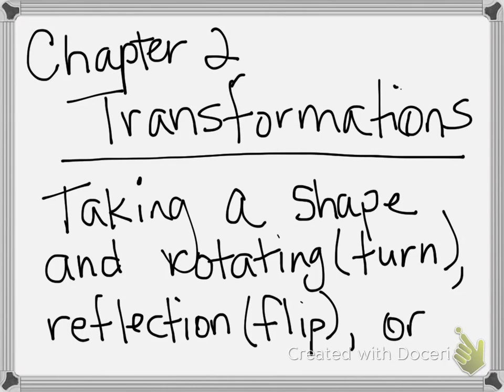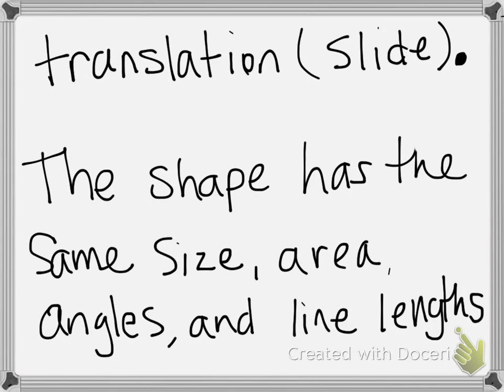We're going to start chapter 2, which looks at transformations. A transformation is when you're taking a shape and rotating it, turning it, reflecting it or flipping it, or translating it or sliding it. Remember, for these lectures, you can pause and resume when you need to, when you've caught up with the lecture notes. In a transformation, the shape has the same size, it should have the same area, the angles should all be the same, and all the line lengths should be equal.